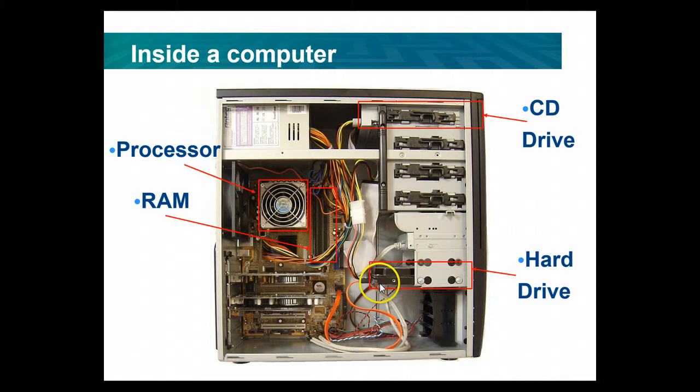Next we have a hard drive. A hard drive is where you have permanent storage of information, unlike the memory. Your RAM only holds information when the computer's turned on. When the computer's turned off, it'll lose that data. Your hard drive, though, keeps it permanently.